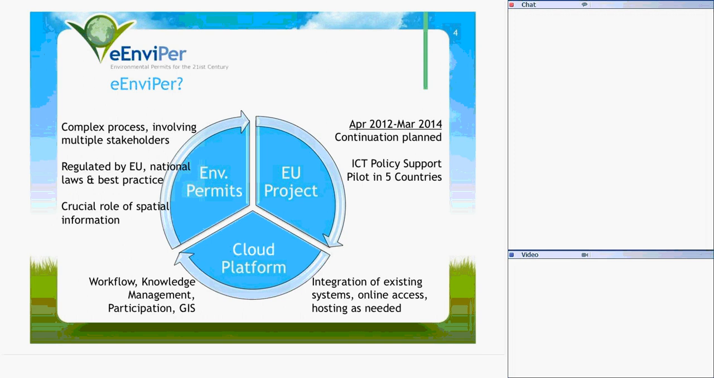improve the situation. So what we're currently doing, we're currently in the pilot process, that we really want to make sure that whatever software comes out of eEnviPer will be useful and continued afterwards. The area we're working in is environmental permits. So we are developing a software solution for the environmental permits process.